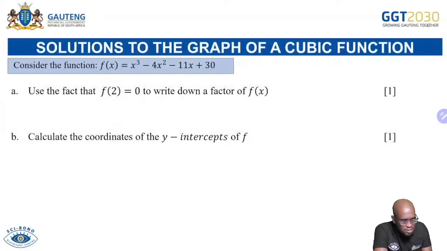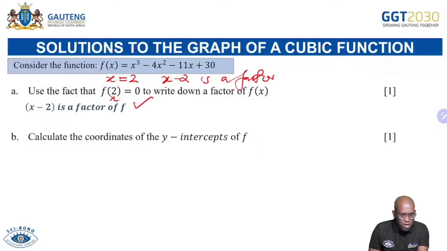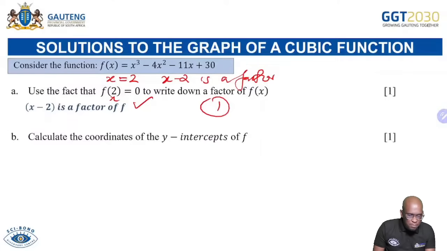All right, let's start. Use the fact that f of 2 is equal to 0, to find the factor of f of x. So x is equal to what? 2. That is, f of 2 is equal to 0, which means that x minus 2 is a factor. All right, that's the first one. x minus 2 is a factor of f. That is 1 mark.